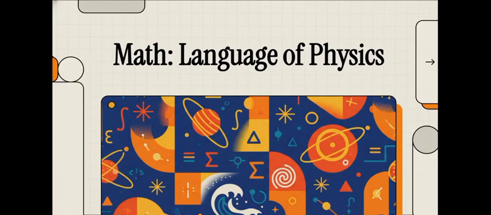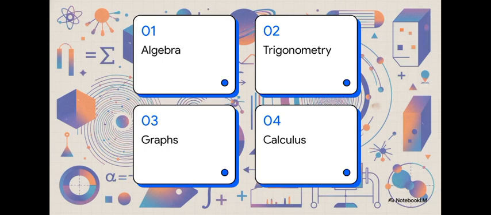If you've ever stared at a dense physics equation and felt totally lost, hey, you're not alone. But once you see it as a language, it's a real game changer. Our syllabus today covers 4 quick steps. 1. The basic grammar of algebra. 2. The spatial vocabulary of trigonometry. 3. Visualizing math through graphs. And 4. The dynamic syntax of calculus. Let's get right into it.